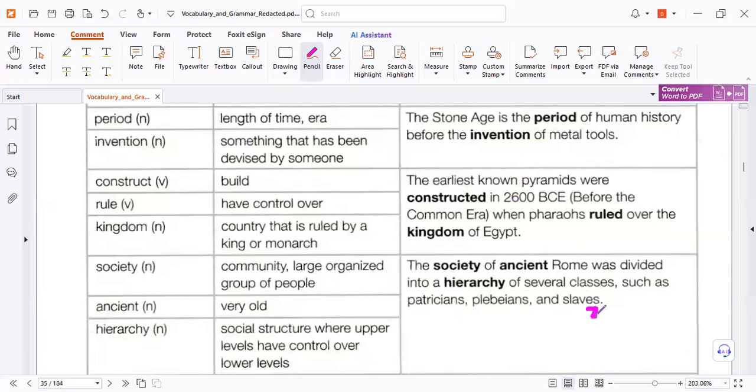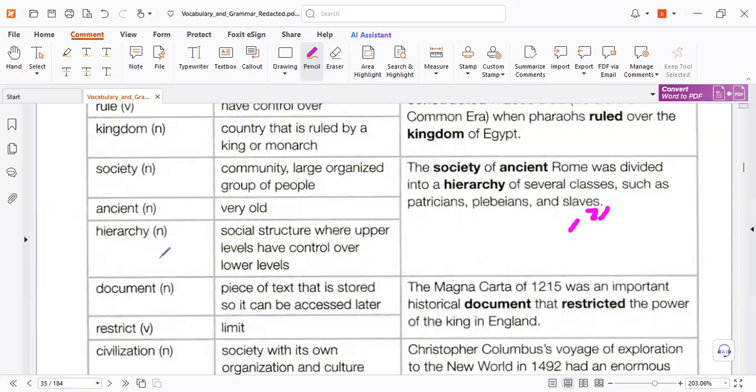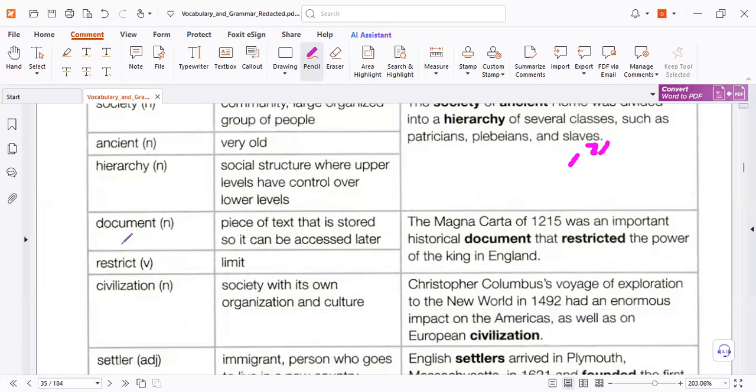Slaves, correct. That sounds correct. Here, ancient. Now hierarchy: social structure where upper levels have control over lower levels. Document: piece of text that is stored so it can be accessed later. Restrict: limit. The Magna Carta of 1215 was an important historical document that restricted the power of the king in England.